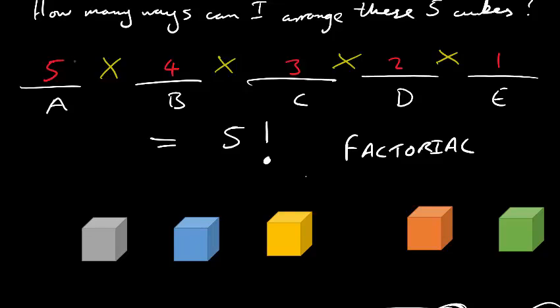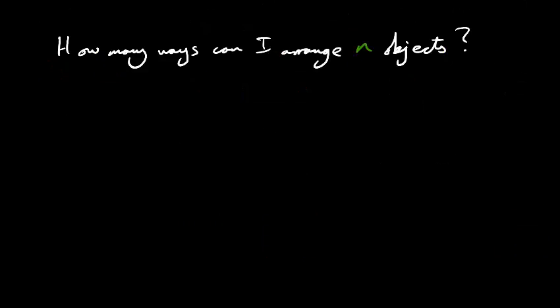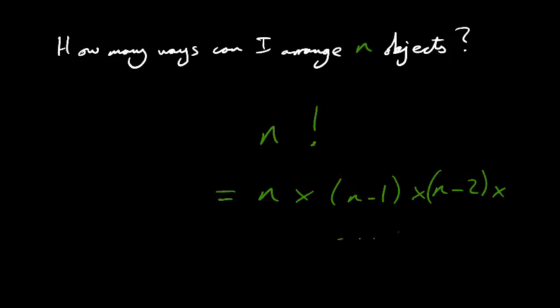So the general question is, how many ways can I arrange n objects? If I have n objects sitting in front of me, how many ways can I physically arrange them, assuming there are no limitations? I've got n cubes. How many ways can I arrange them? Well, the answer is n factorial, which is just equal to n times n minus 1 times n minus 2, right the way through to times 3 times 2 times 1. I'm just starting at n, decreasing the numbers by 1 each time, and multiplying them all together.